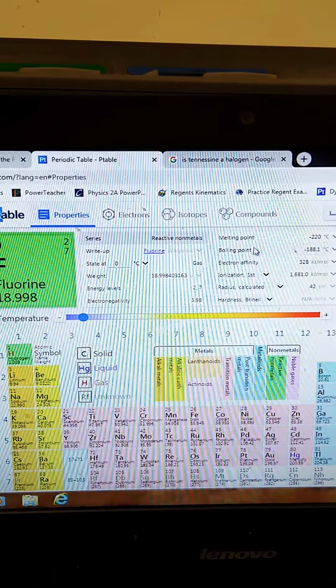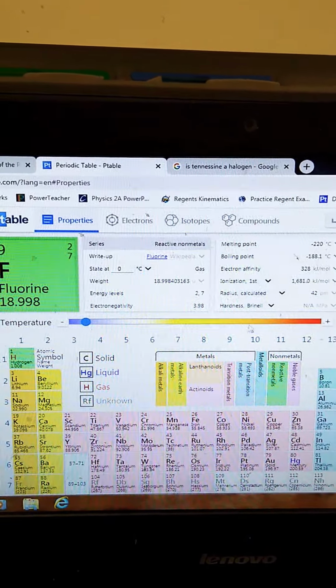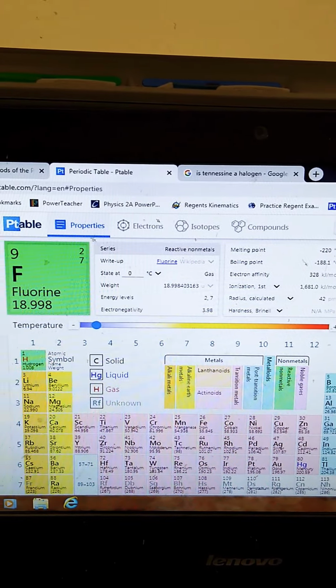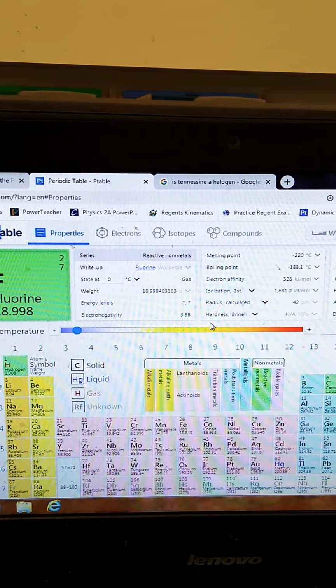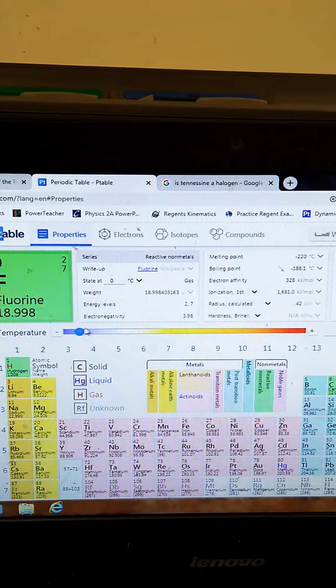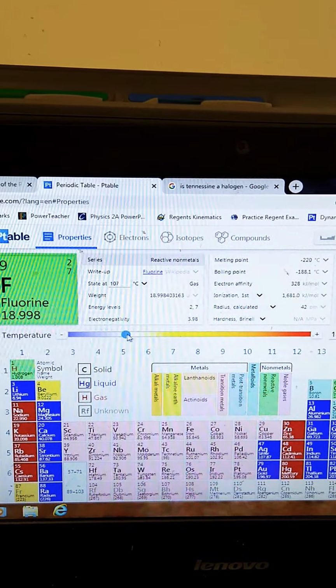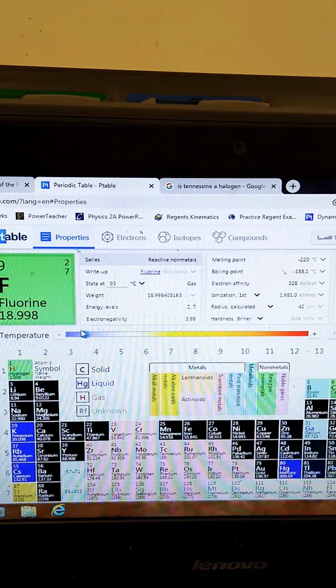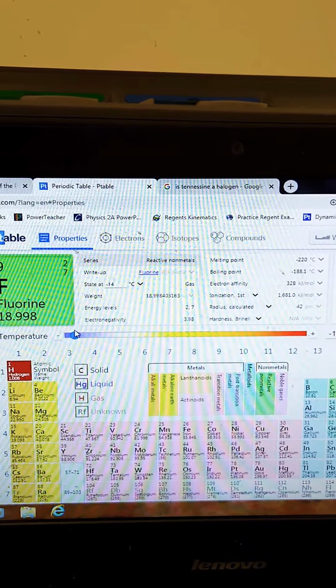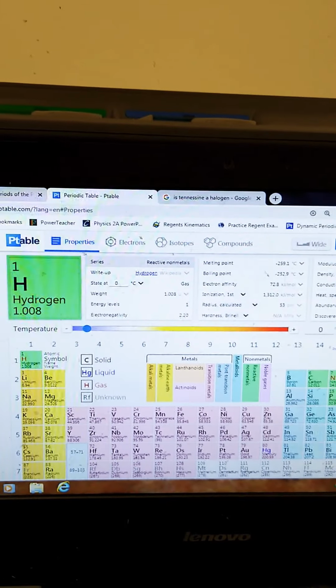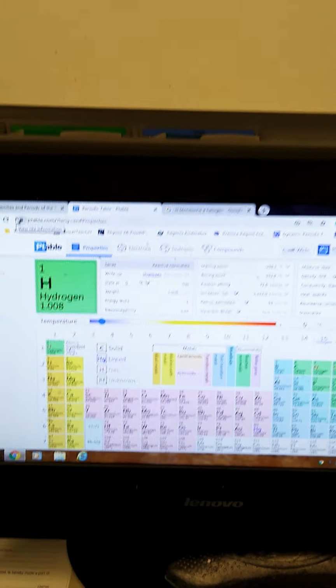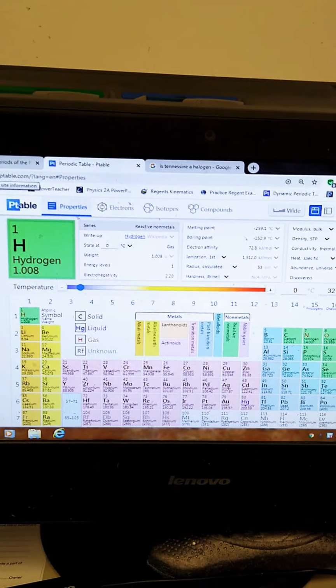More than enough melting point, boiling point, electron affinity, stuff that we're not even going to cover in 7th or 8th grade. But it's still interesting, and if you're a chemistry student, it's even better. Go use this one. You can change the temperature to see what happens for liquids, solids, and gases. So there's that. And I just want you to understand that this is a tool or a resource that you should be able to access and should access.